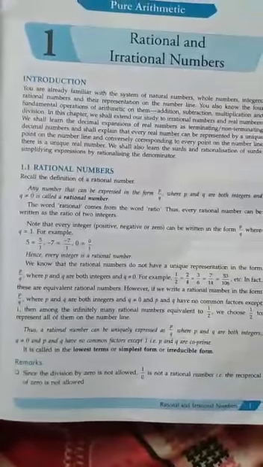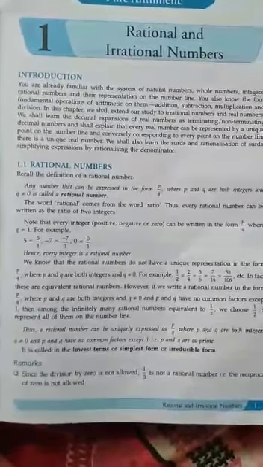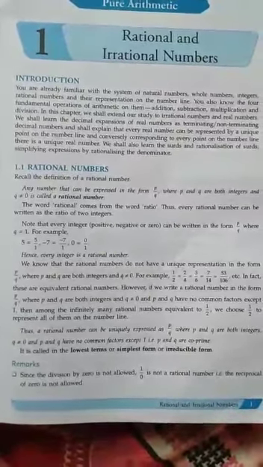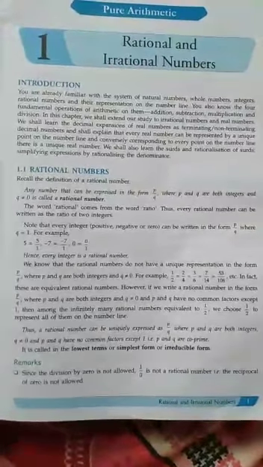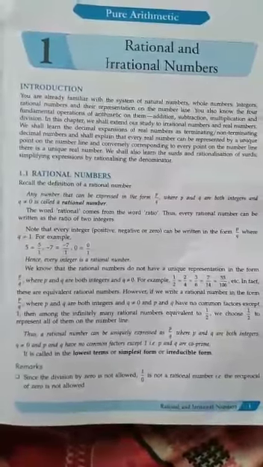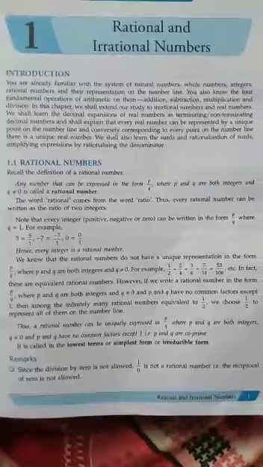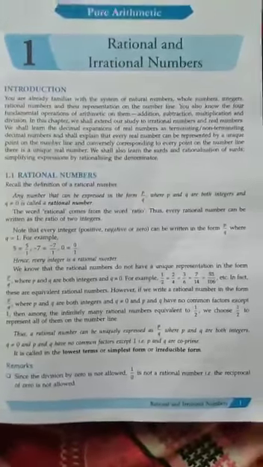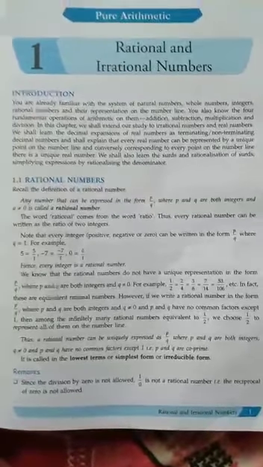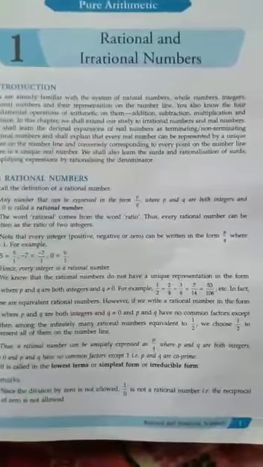The definition of a rational number is like this: any number that can be expressed in the form p by q, where p and q are both integers and q not equal to 0, is called a rational number. So rational numbers are always in the form of p by q, and here p and q both are integers. The second condition is that the denominator is not equal to 0, that means q not equal to 0.